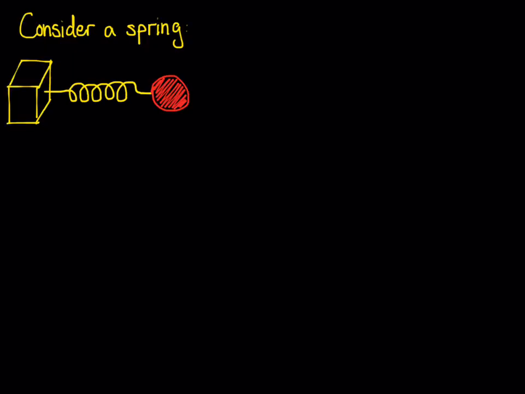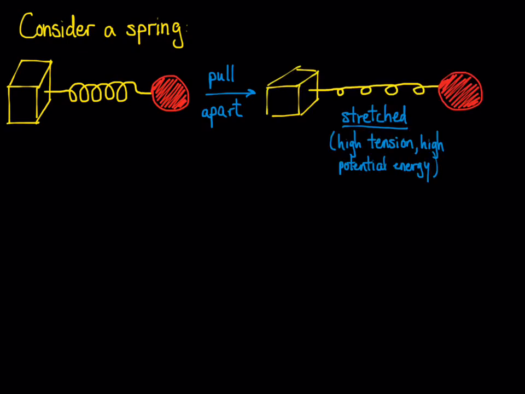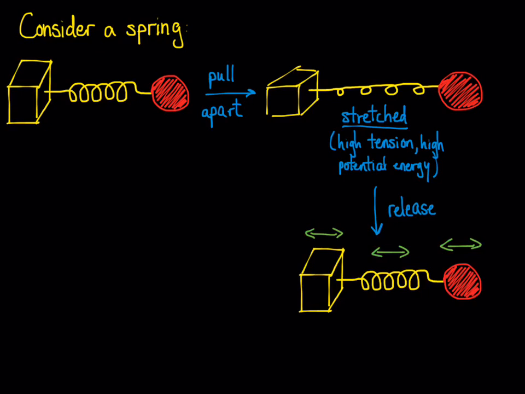Let's now talk about the theory of IR spectroscopy by considering a spring. If we have a block and a ball connected by a spring in a vacuum, and we were to pull them apart, the spring would stretch. The spring now has a high tension and a high potential energy. If we release both structures, the ball and the block would bounce back and forth until they came to rest. Thus, a restoring force inherent in the spring would bring the ball and block back to an equilibrium state.